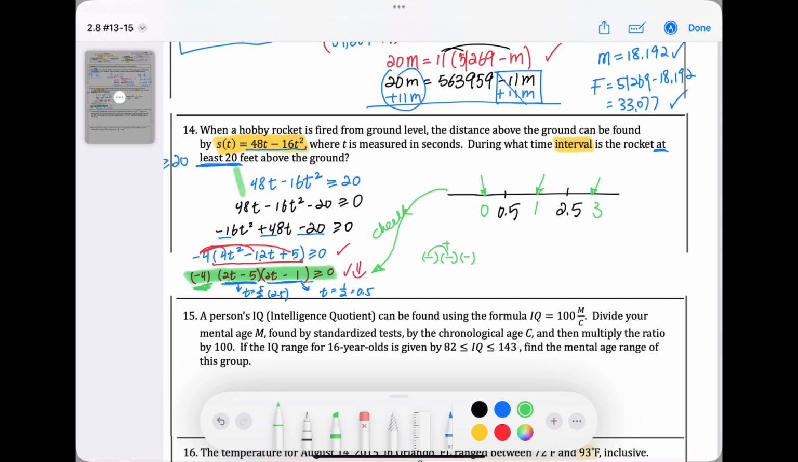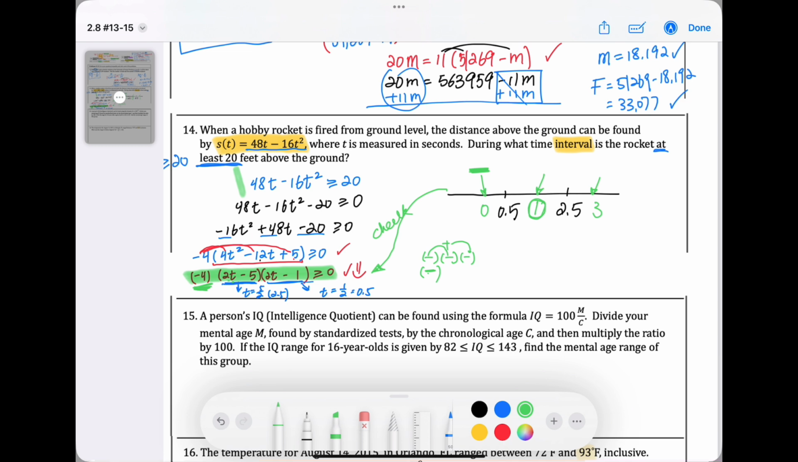Negative times negative becomes positive, and positive times negative gives me negative. So I know the sign on the number line less than 0.5 is a negative outcome. Moving on, if I want to check out 1, I need to plug it back into my equation. So negative 4, it's already there, so negative 4 is negative.